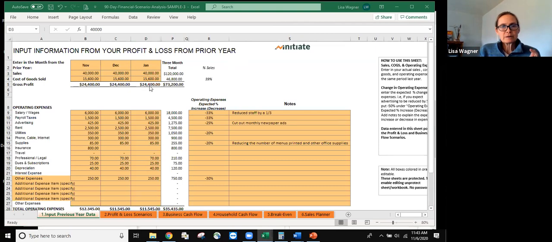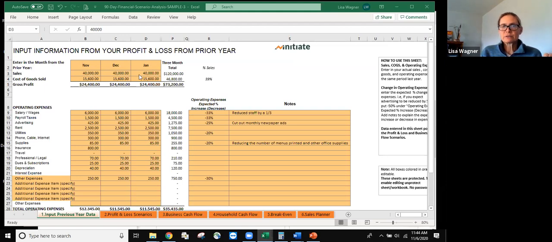So put the numbers in. I would recommend when you go through this exercise, use November, December, January, or December, January, February, since we're already, you know, partially into November. Or like I said, if you're going to be starting up, maybe you're thinking you're going to start your business in January, do January, February, March. Okay. So then you're going to look at your P&L from last year, and you're going to input this information from your profit and loss statement from last year.